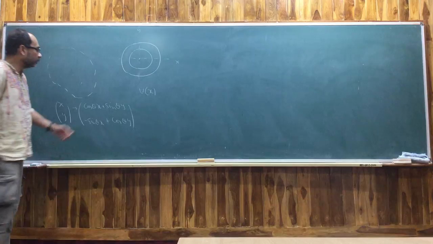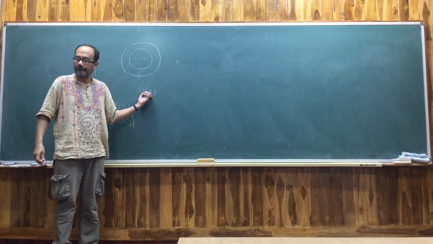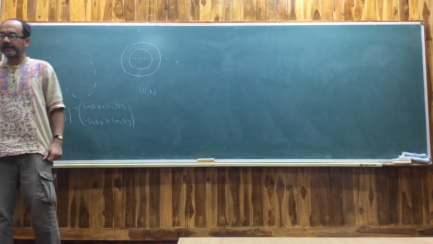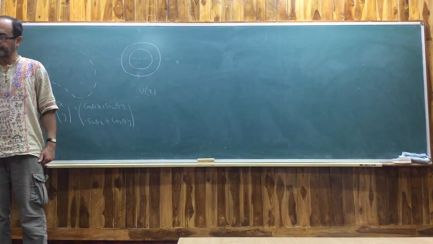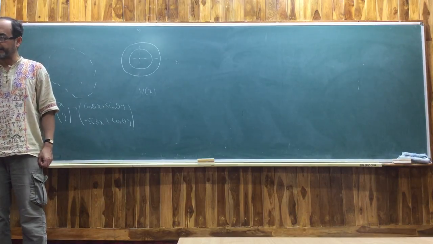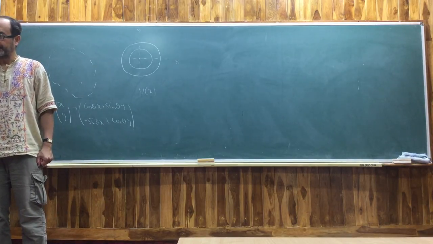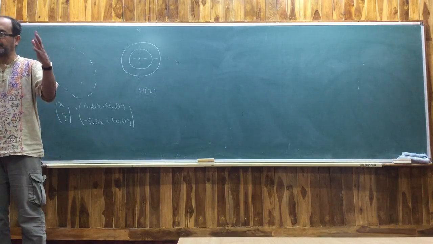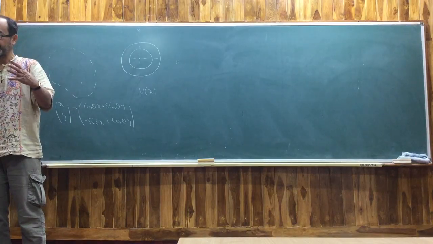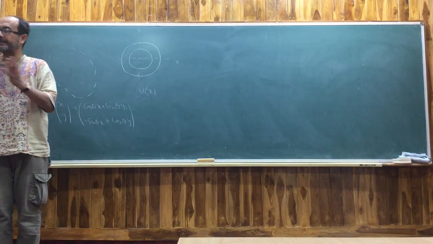U of X, the collection of all these U's, corresponds to a particular gauge transformation, right? So you take this U as a function of X. That means you are specifying an element of the group G at every point X in space-time. That whole collection of information is called a particular gauge transformation. Once you give that information, then you know how the field is transformed.